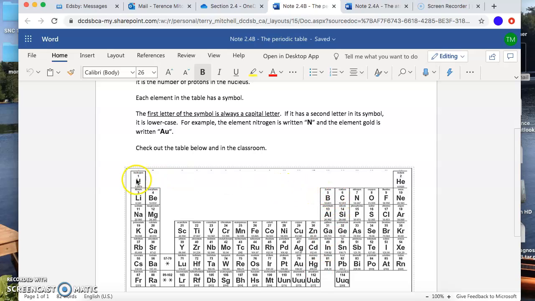Sometimes it makes sense. H for hydrogen. Can't use H for helium because H is already used, so we use He for helium, and Ne for neon, and Ar for argon. That makes sense. Well, what about gold, Mr. Mitchell? Why are we not using G or Go?